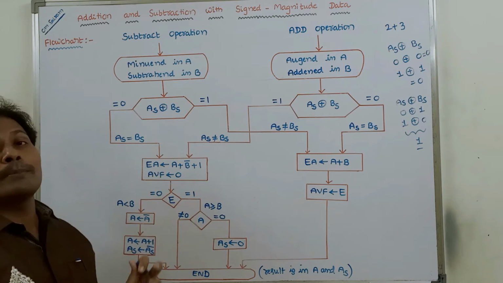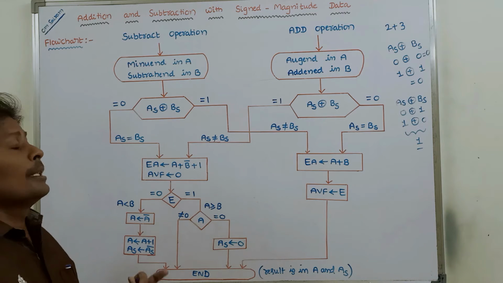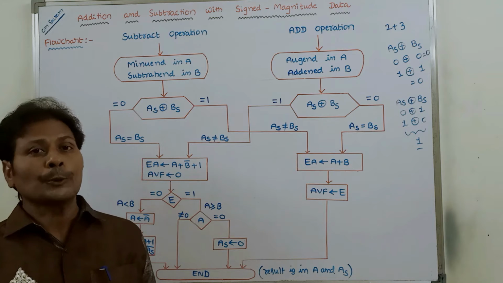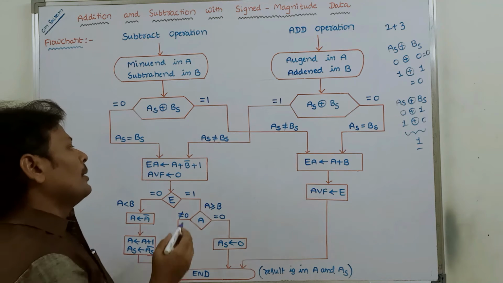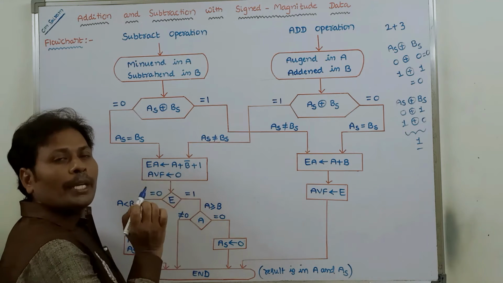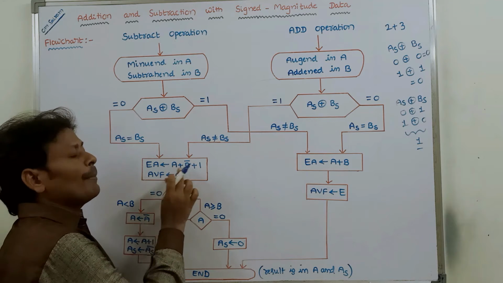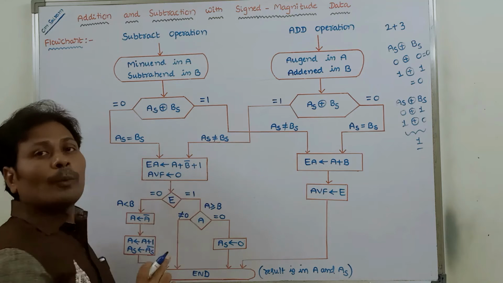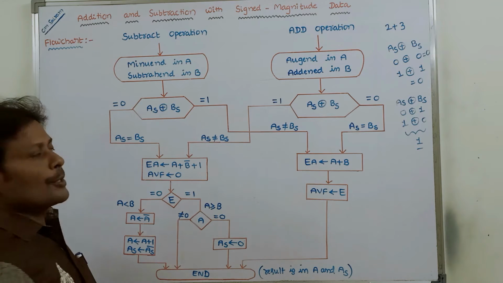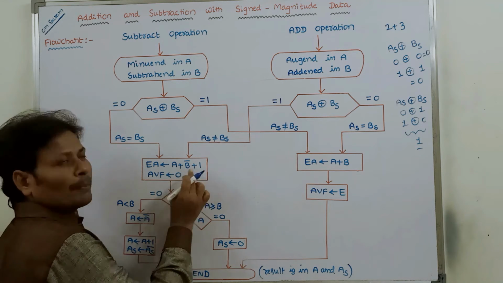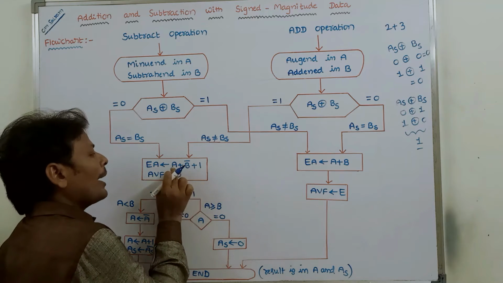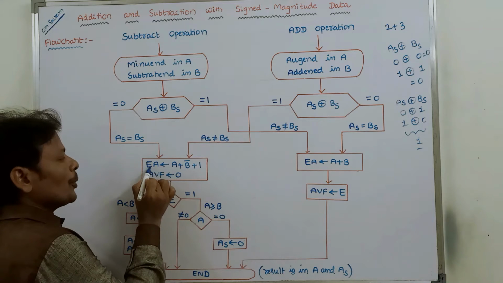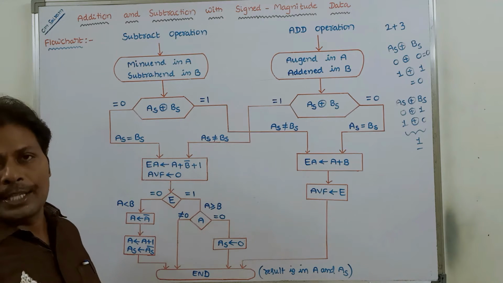How do we perform the subtraction operation? The subtraction operation can be performed by using 2's complement. First, we take the 1's complement of B. We get B bar. After that, we add 1, so we get B bar plus 1. That is added to A. The result is stored in register A.